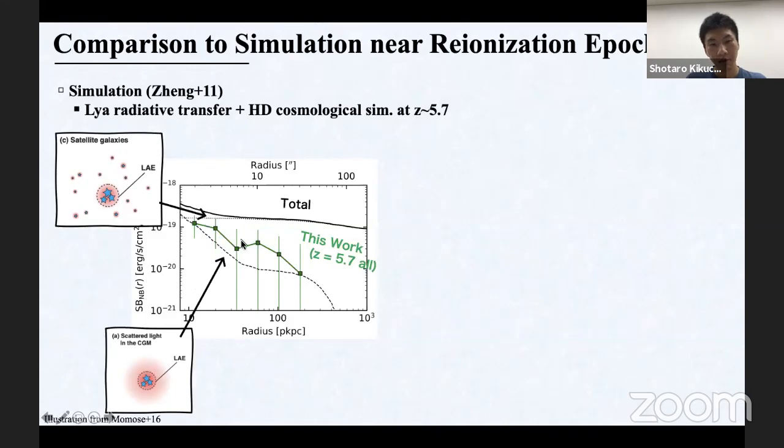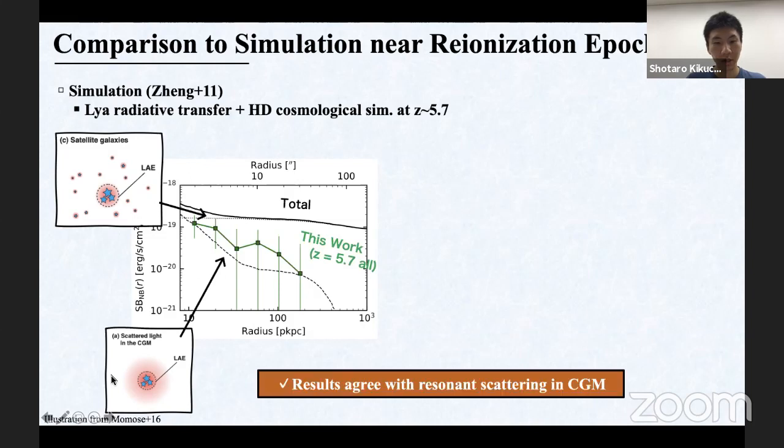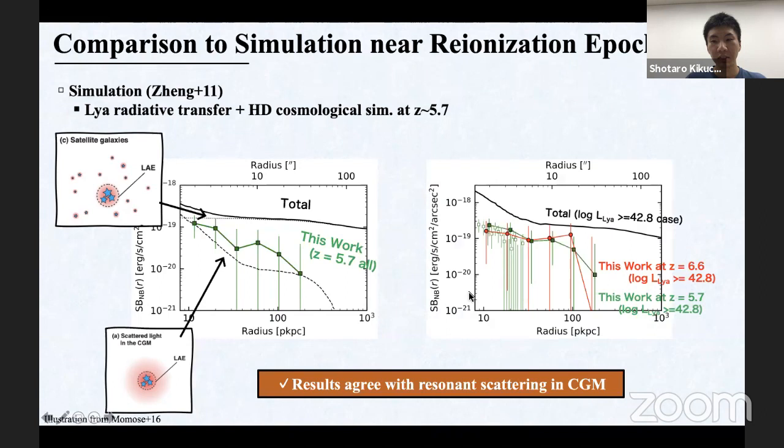You can see our result prefers scenario A, the resonance scattering. And we did the same test for the brighter subsamples, whose luminosity is in this region. But even in this case, our observational results underestimate the model. So, the conclusion.